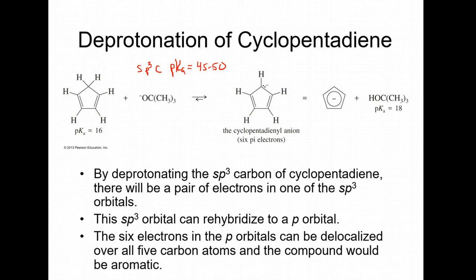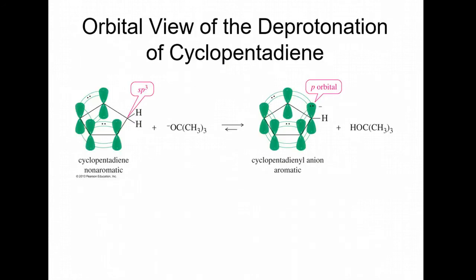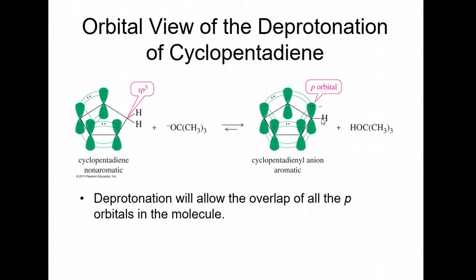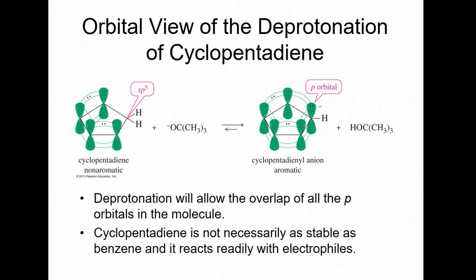So aromatic is not just, here I have an sp3 carbon that I turned into an sp2 hybridized carbon. Here's again the orbital view of the deprotonation of the cyclopentadiene. When you deprotonate it, you get this p orbital where the electrons now are able to resonate around into the molecule. Deprotonation will allow the overlap of the p orbitals.